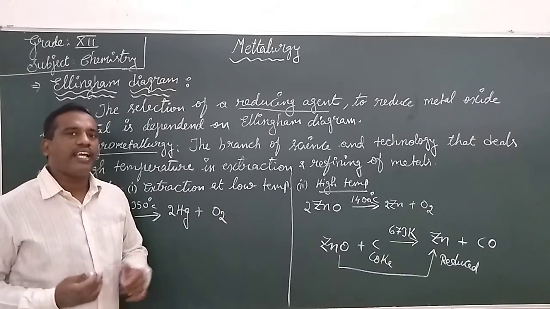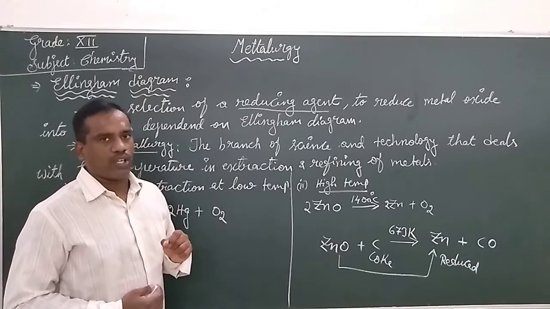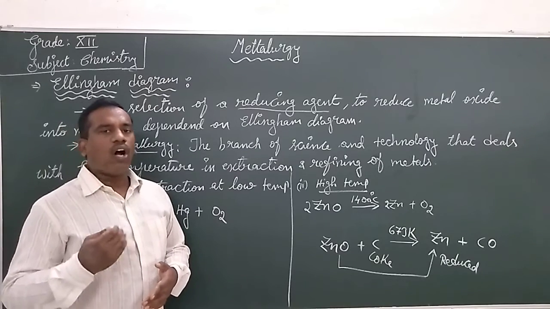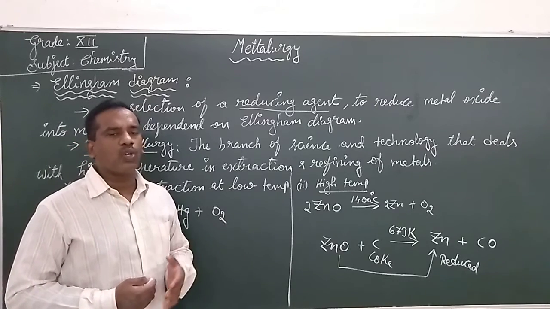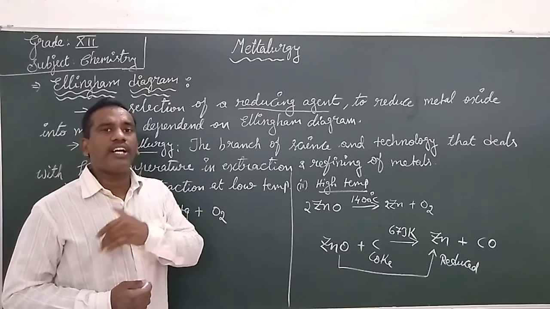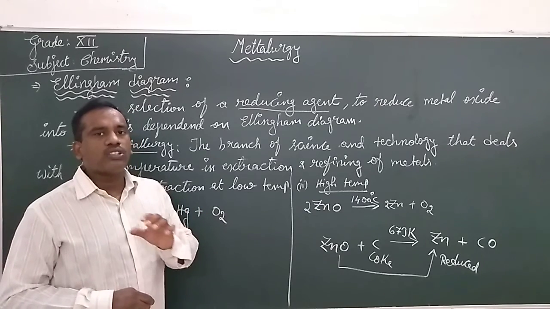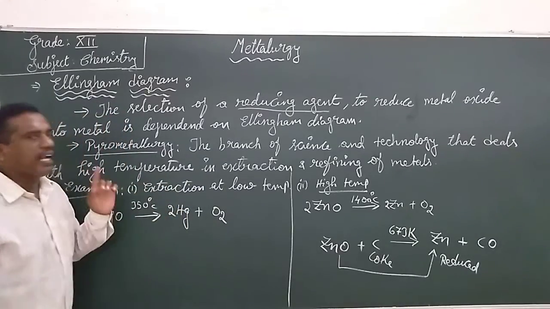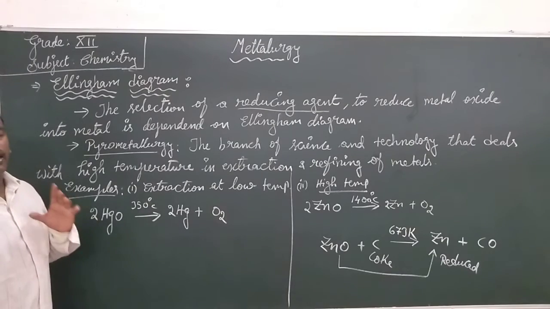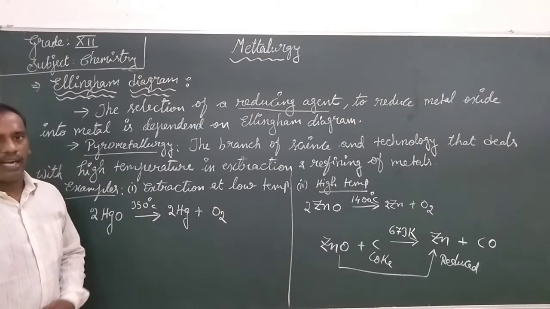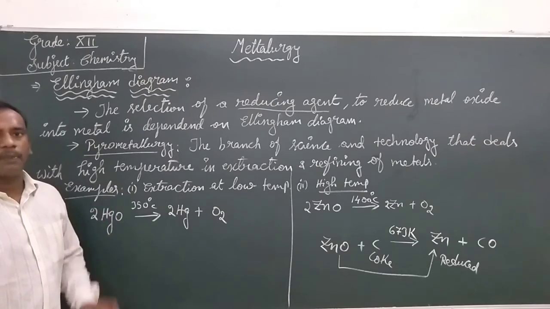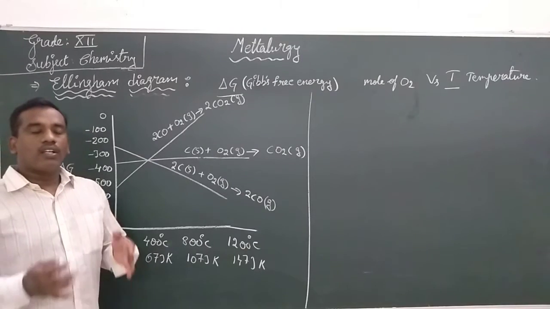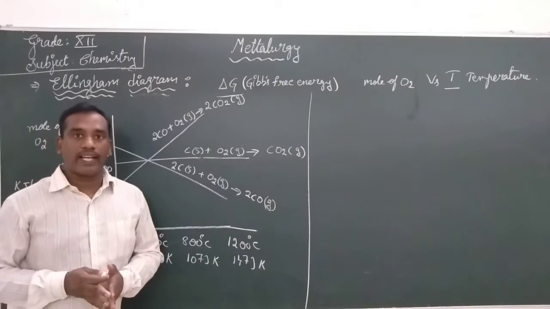Now we are going to study which reducing agent is used for reducing the metal oxides. For all metal oxides, we will not use only coke. Different reducing agents will be used. Those reducing agents are selected from the Ellingham diagram. Let us continue with the Ellingham diagram. What are the components present in the diagram? What is this Ellingham diagram?